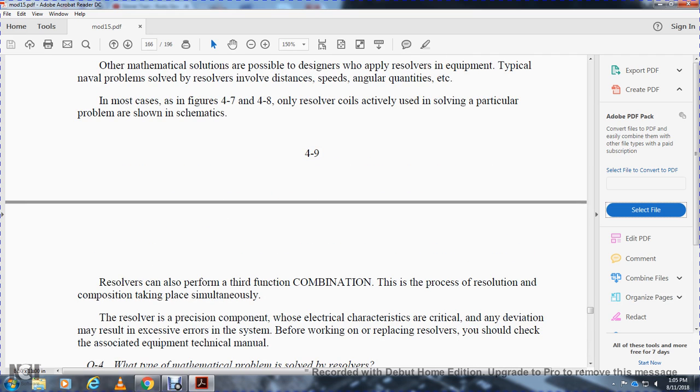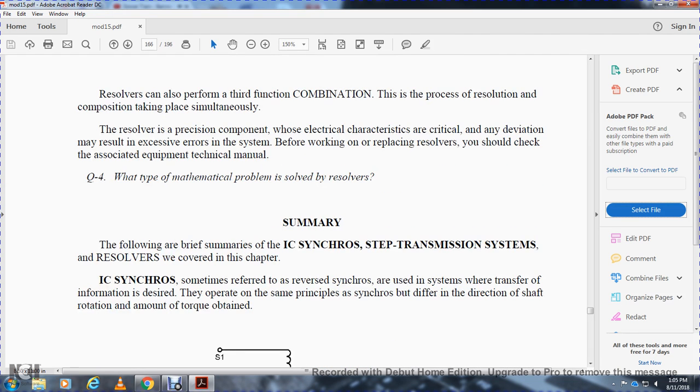A resolver can also perform a third function, combination. The product of the resolution and composition takes place simultaneously. The precision of the component electrical characteristics is critical, and any deviation may result in excessive error in the servo system. When replacing, you should usually check the associated equipment technical manual.